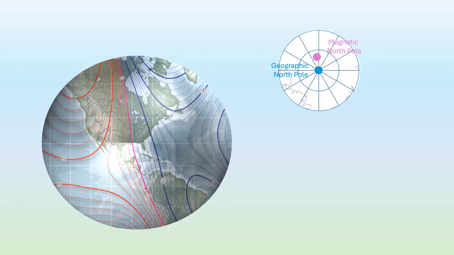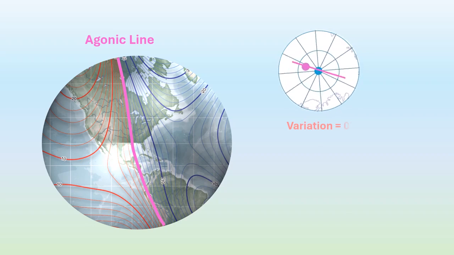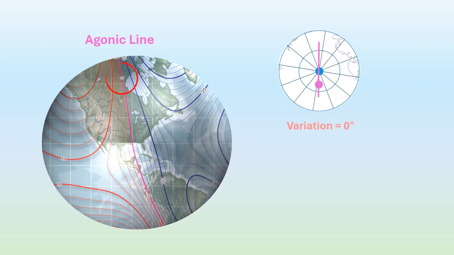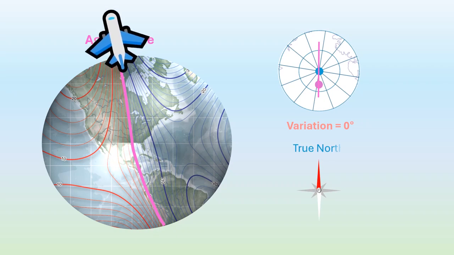The isogonic line with a variation of 0 degrees is called the agonic line. Along this line, the magnetic poles align with the geographic poles. Flying along the agonic line, your magnetic compass points to true direction. Your magnetic and true courses converge.